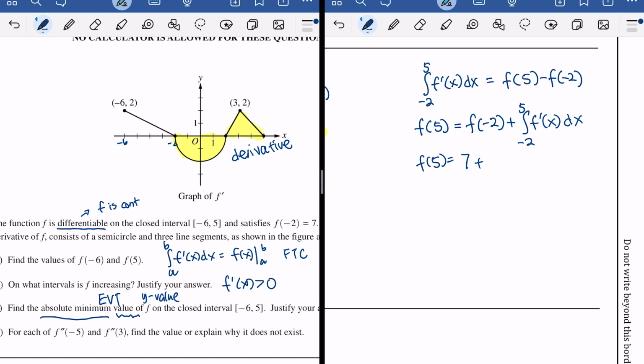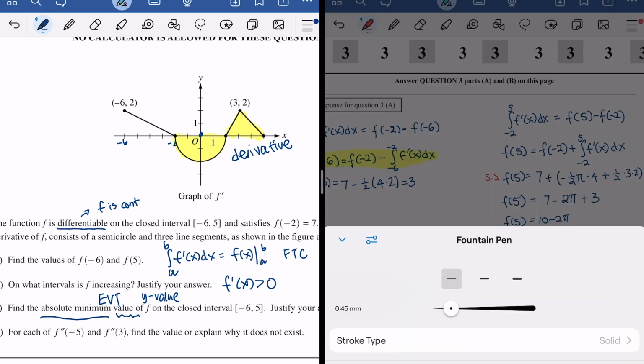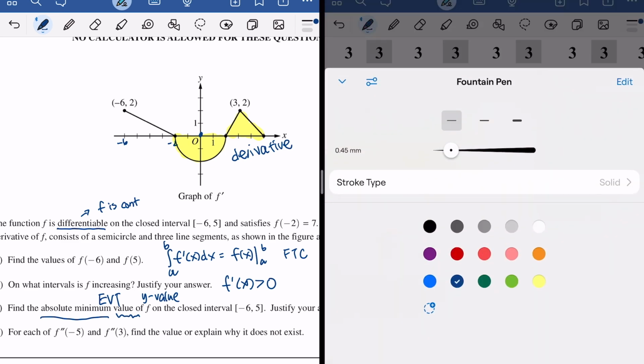So we have a negative semicircle area, which is negative half pi r squared. The radius is 2 in this case. So it will be negative 1/2 pi times 4. And that will be the area for the semicircle, plus for the triangle will be 1/2 base times height. In this case, the base is 3, the height is 2. So the answer will be 10 minus 2 pi if you compute all the way. Now this question has 3 points total. Okay, we're going to move on to the second part.